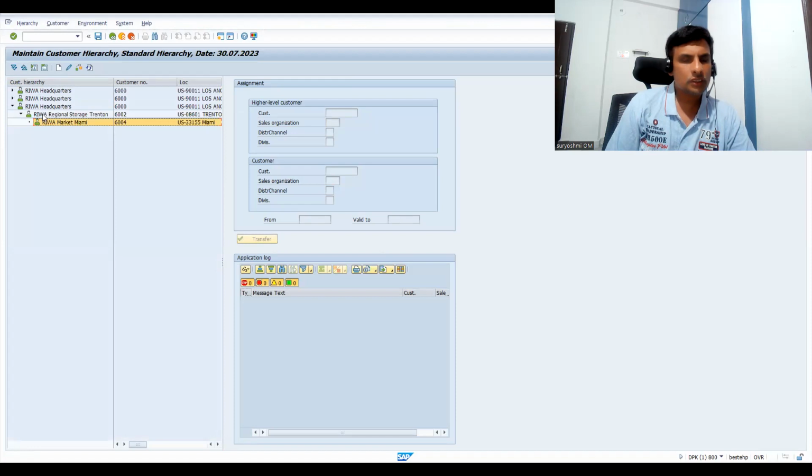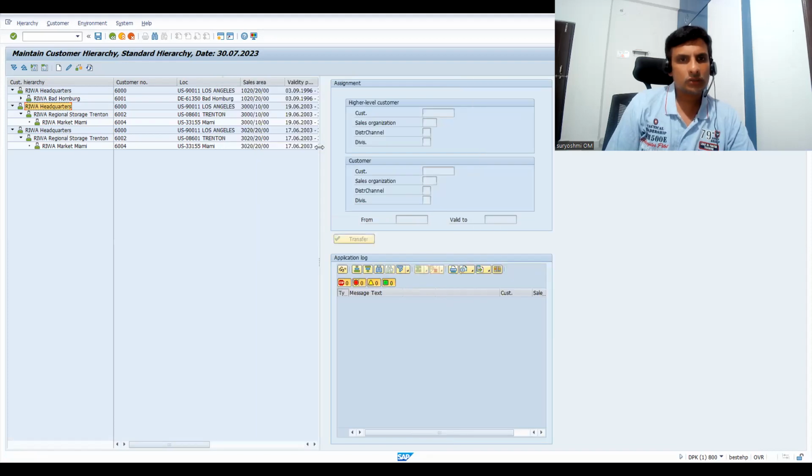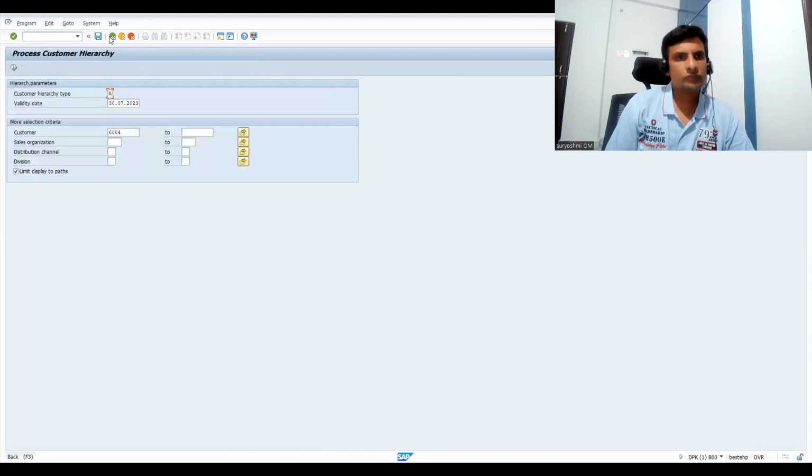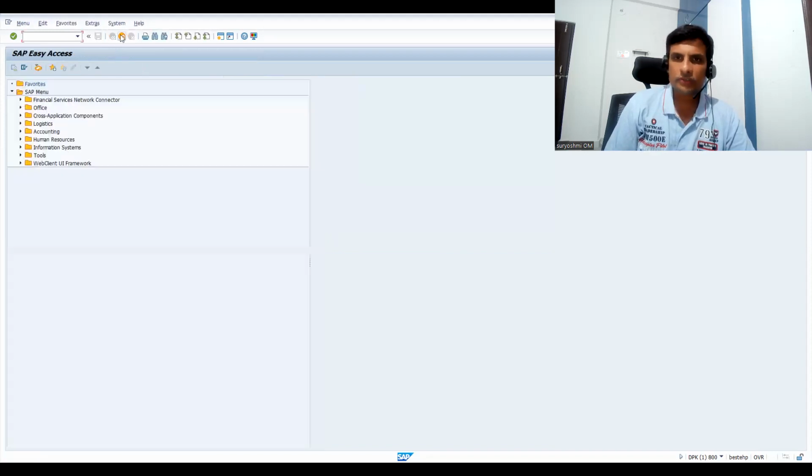See here regional and headquarters. We got assigned at multiple levels, so that's what came. Let's look at this one. Los Angeles, Toronto, this one. 3 levels he has created. Let's see this one.